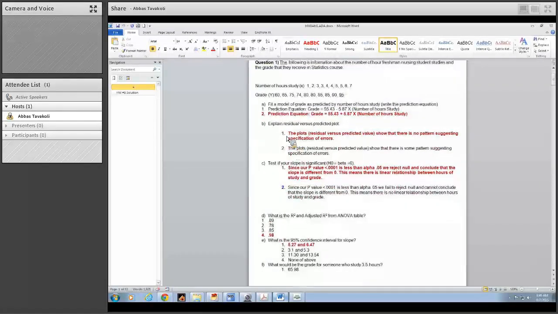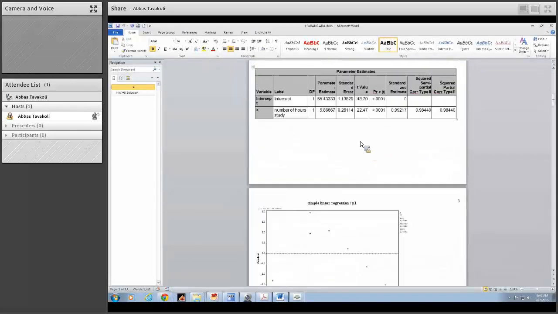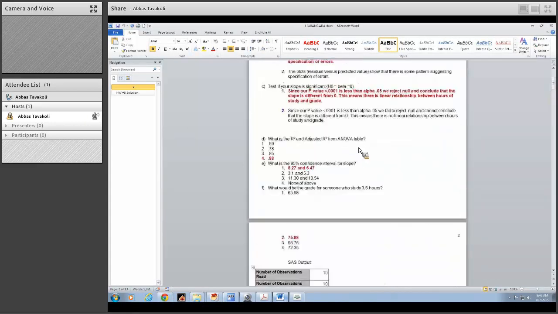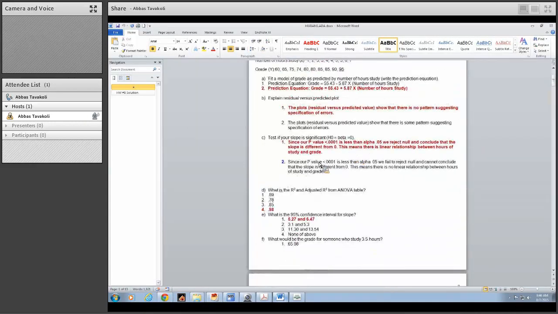Then I asked you to explain the residual versus predicted plot. So the correct answer: the plot of residual versus predicted shows there is no pattern, suggesting no specification error. If you look at that plot, you don't see any pattern. You don't see a linear or a curve. It's just random. So that's what you wanted to see. That's the correct answer.